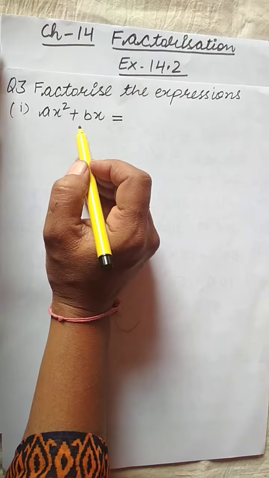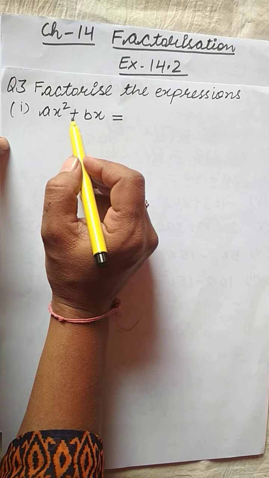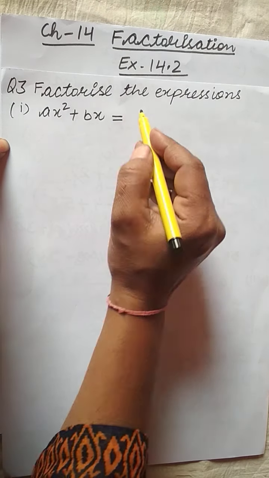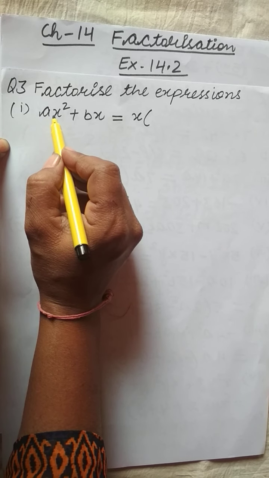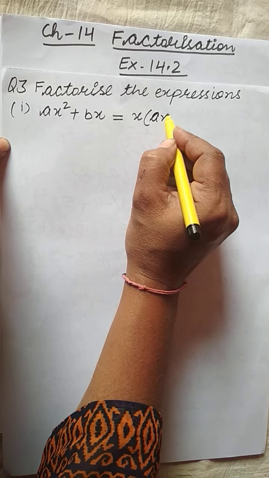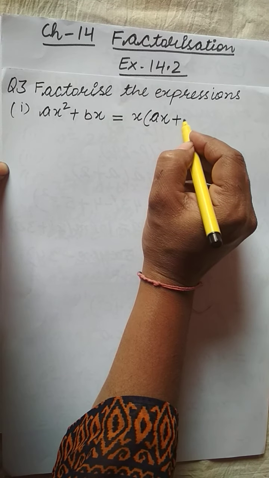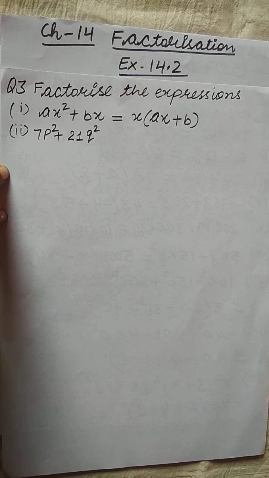In this question we will do the simple factorization as we have done in the previous exercise by taking the common factor. Now in ax square plus bx the common factor is x, so it becomes, as we have taken x as a common factor, ax plus b. X into ax plus b is the required factorization.